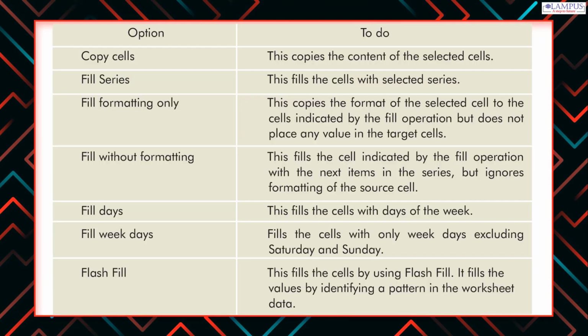Option: To do. Copy cells. This copies the content of the selected cells. Fill series. This fills the cells with the selected series. Fill formatting only. This copies the format of the selected cell to the cells indicated by the fill operation but does not place any value in the target cells. Fill without formatting. This fills the cells indicated by the fill operation with the next items in the series, but ignores formatting of the source cell.